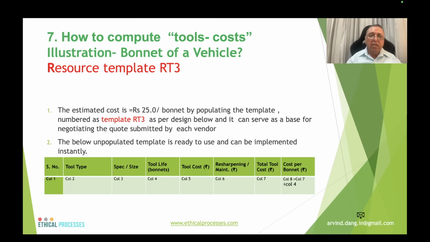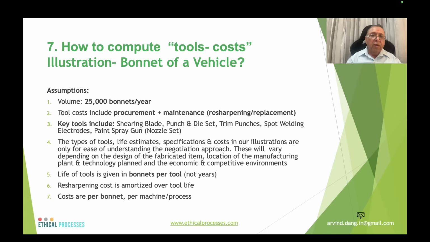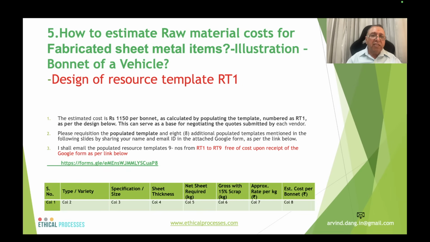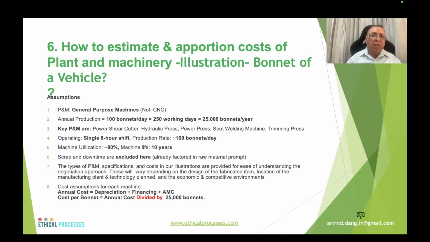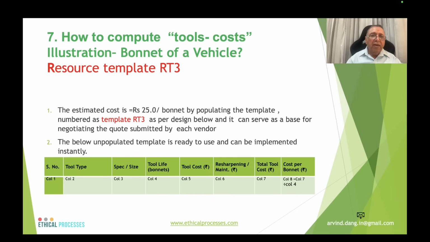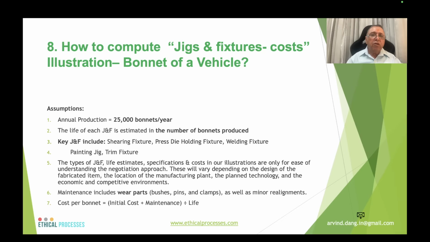From the working you will understand that this has arrived at rupees 25 per bonnet in our illustration. So just to sum up, the raw material cost has been worked out as 1150, the cost of the planter machine is 187 rupees 20 paisa, and the cost of tool is 25 rupees. I'll add many more costs.